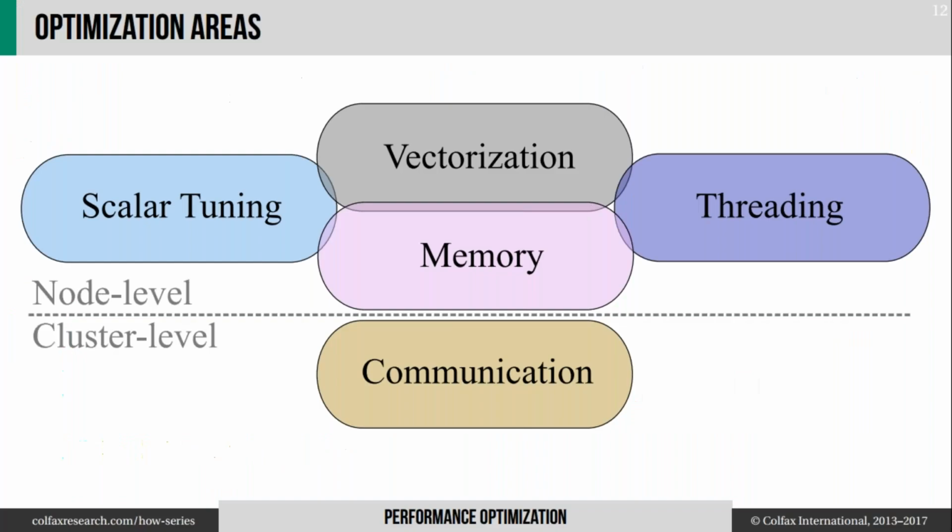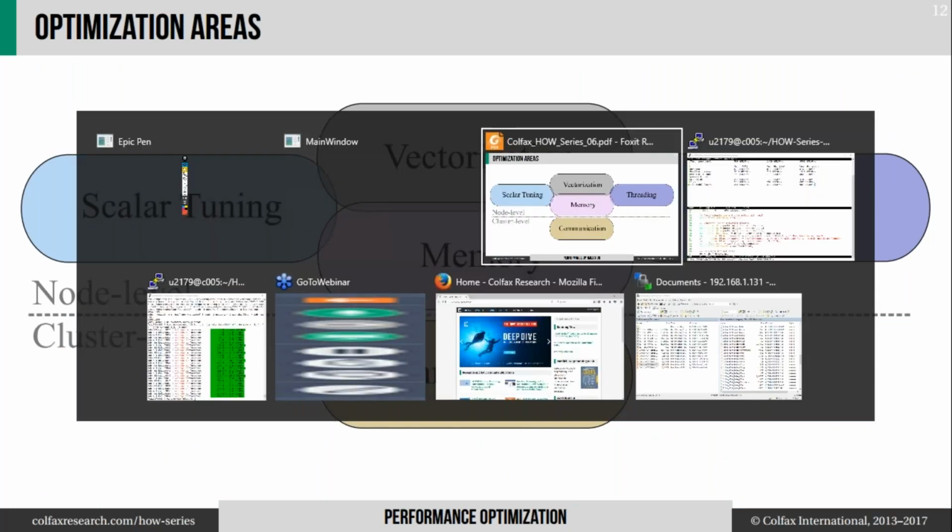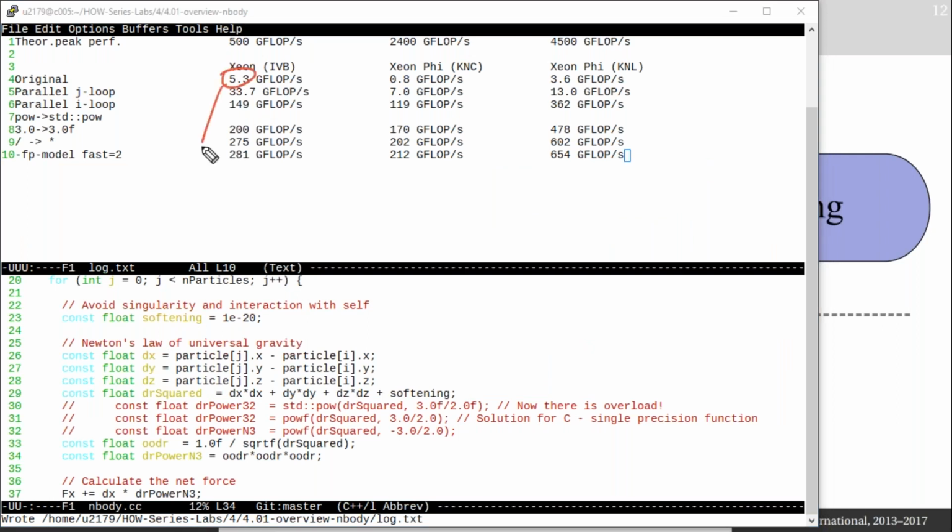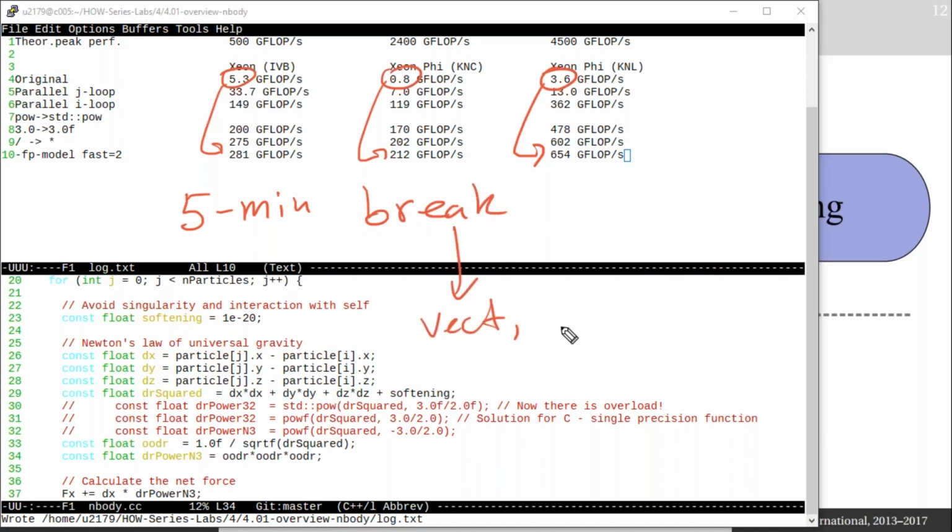Well, we touched on these two performance optimization areas, threading and scalar tuning. We have not even touched vectorization or memory access, but we are already operating orders of magnitude faster than what we started with. Let's take a 5-minute break. And after the break, we will go to vectorization, tuning, and memory traffic. Feel free to keep posting questions in the chat, and I am going to mute my microphone and resume in 5 minutes.